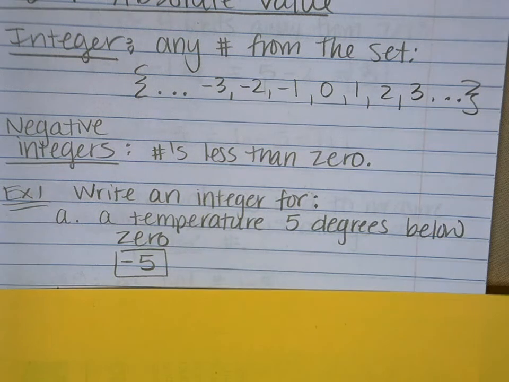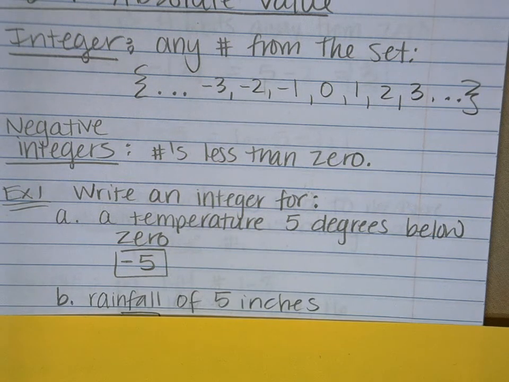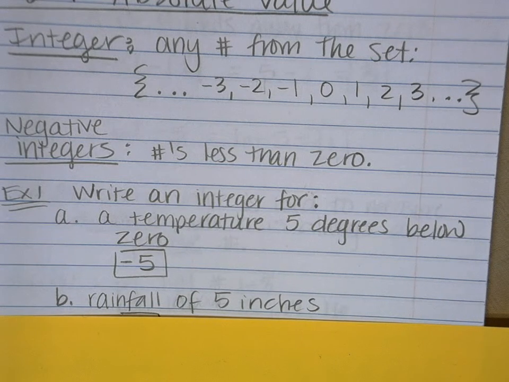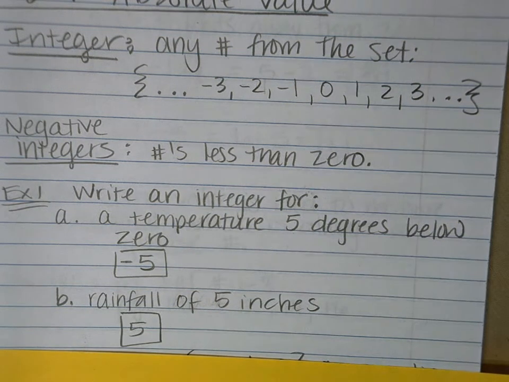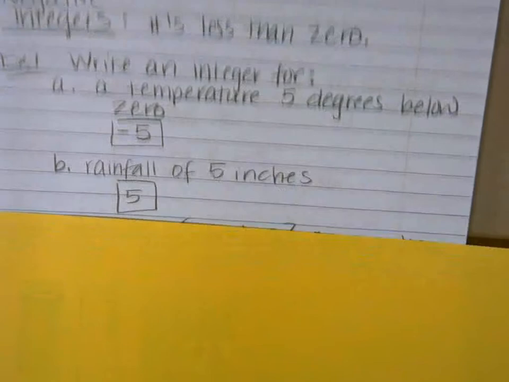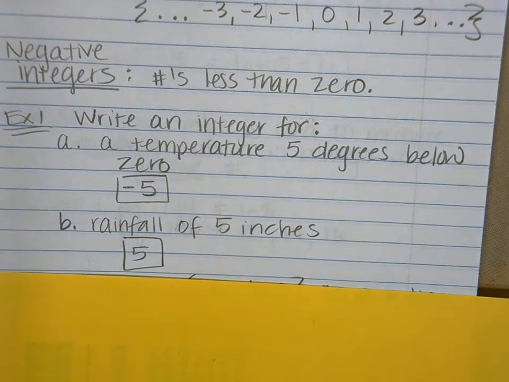Okay, the second one, rainfall of 5 inches. We had a lot of rain on Friday. I don't think it was 5 inches, but probably half an inch. Yeah, just 5 inches. Just 5. You guys got this? Just 5.